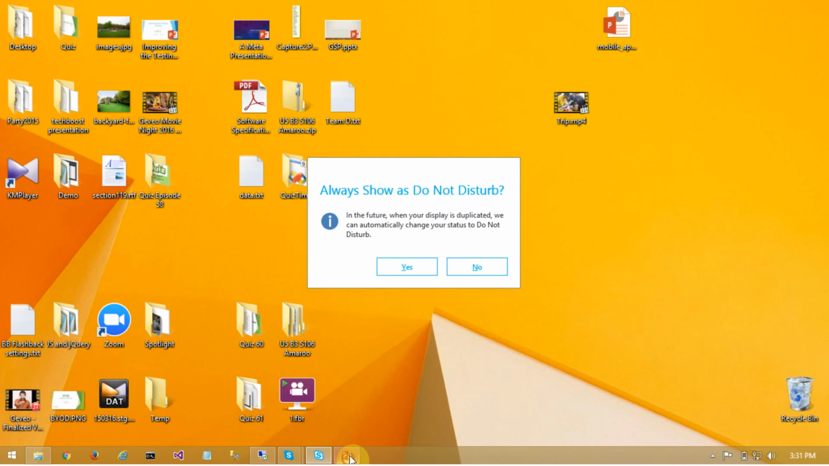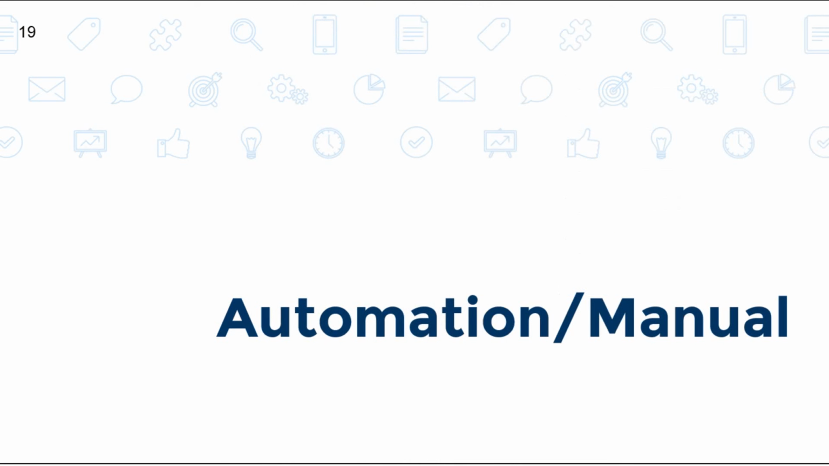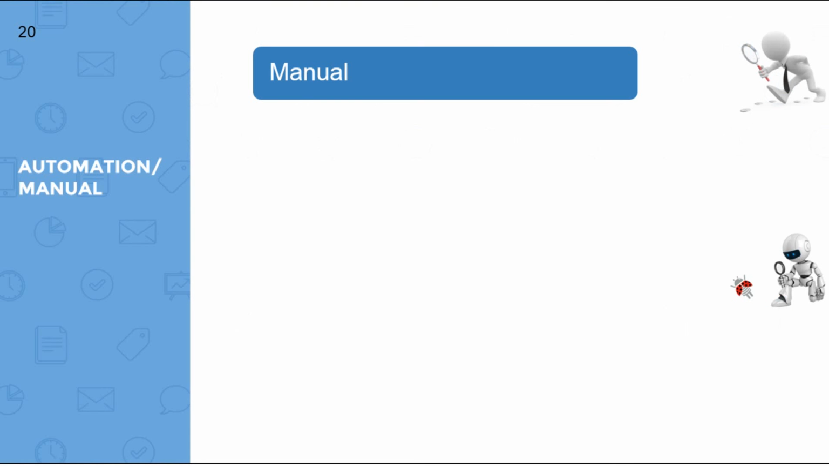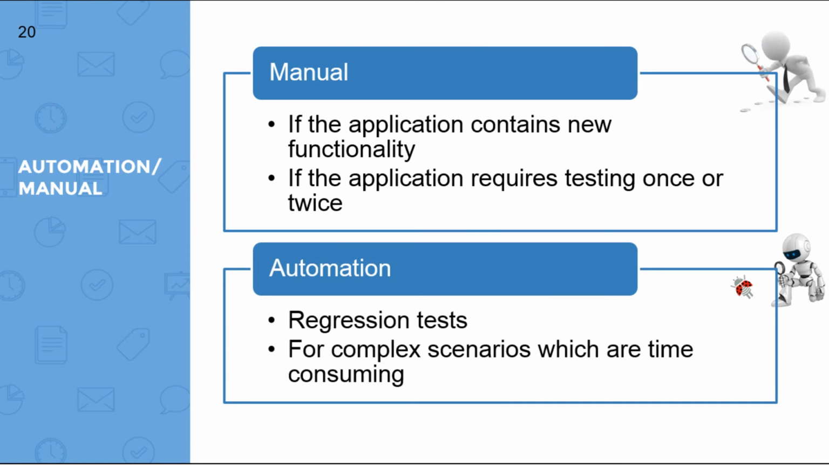We were talking about the testing strategy. So let's go back there. We have already talked about the device farm, and then we need to think about whether you are going to do automation or manual testing. How do you decide whether you are going for manual or automation testing? If the application contains new functionality, or if the application requires testing once or twice, you can go for manual testing. And if you need to do regression testing and there are complex scenarios which need to be tested, you can go for automation testing.